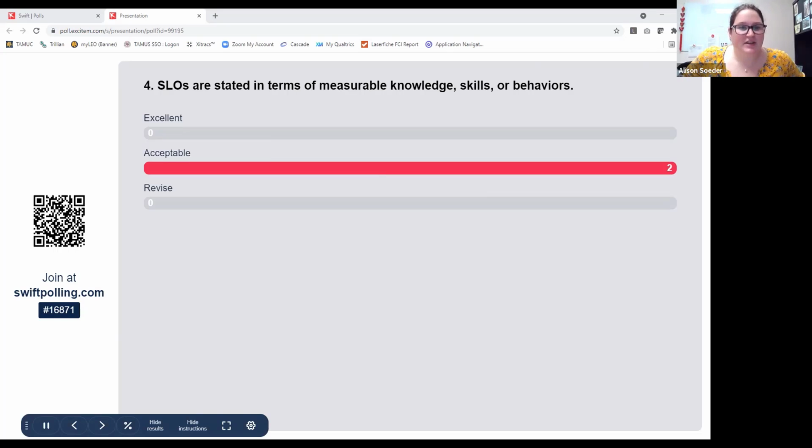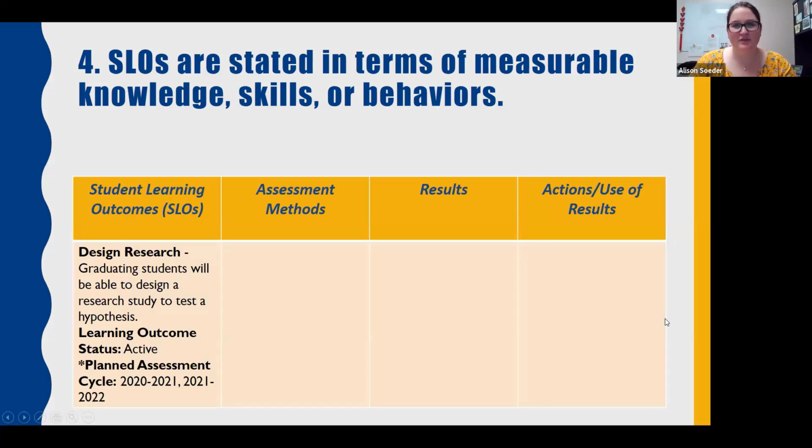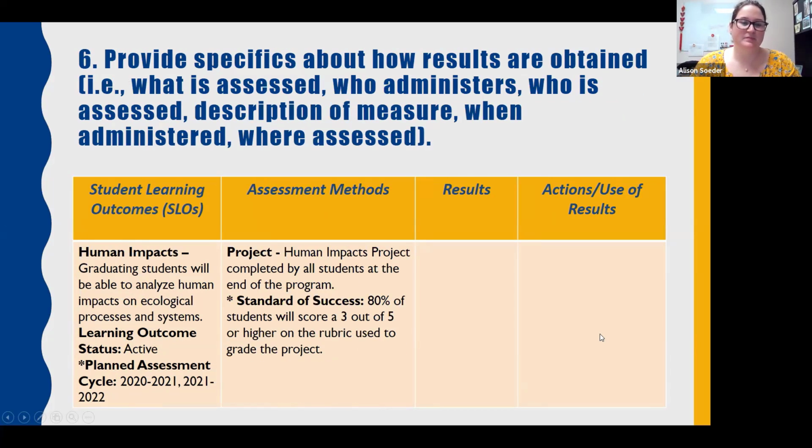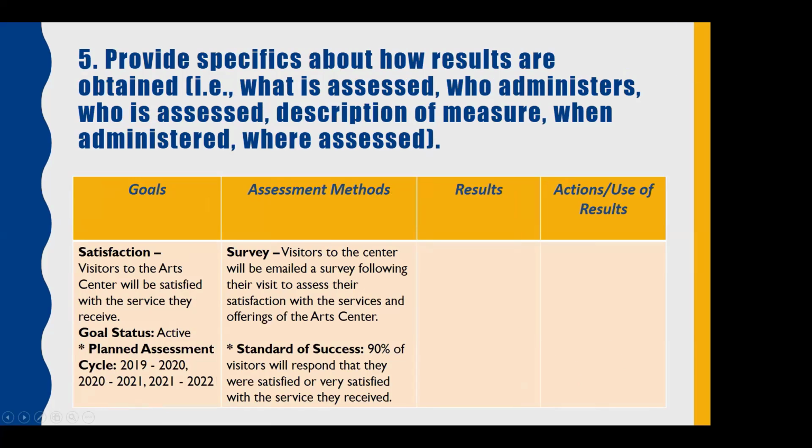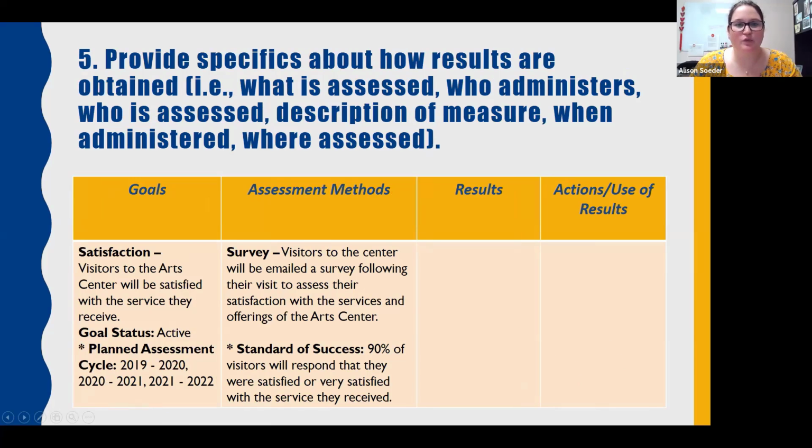All right, Tracy, if we can look at example number 5. My apologies. Okay, so number 5, we're moving on to another rubric item. We want to provide specifics about how results are obtained, so this has moved on to look at assessment methods. In our assessment method description, we want to know what is assessed, who administers the assessment, who is assessed, a description of the measure, when the assessment is administered, and where it's administered in the program or in the processes of the unit. We moved on from the goal, but you definitely want to continue to read those goal statements because they help provide orientation. And now we're looking at our assessment method column.